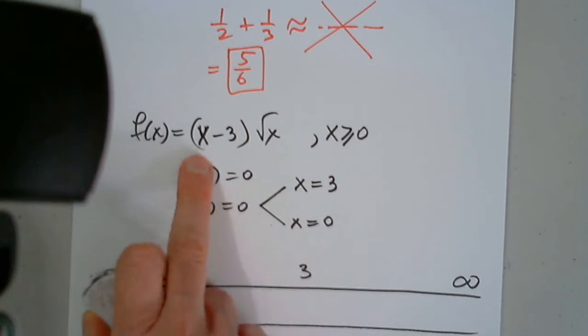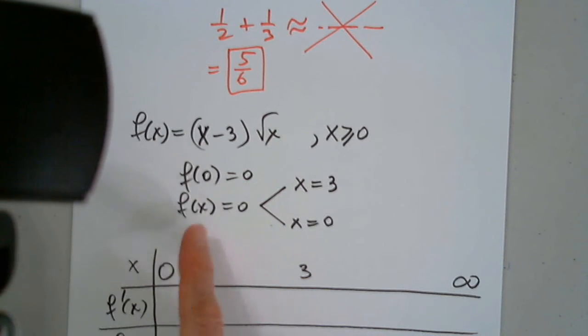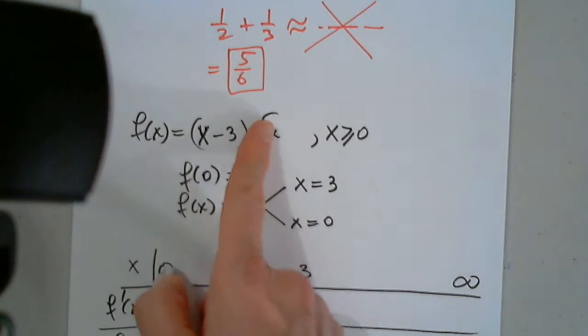And when I see this product, I immediately plug in 0 to find the y-intercept, and then when I set f of x equal to 0, I get two solutions. One from here, one from here. It's a product.